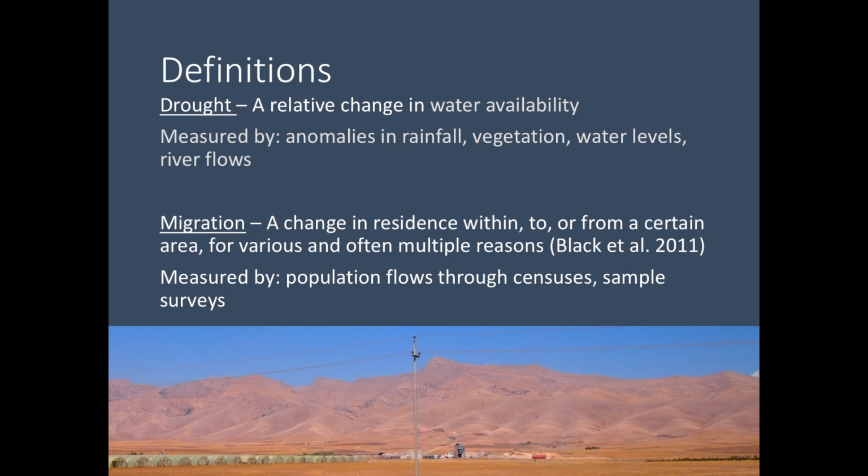If we start with some definitions, this type of migration may be a bit different to what Yahya was talking about, because here we talk about basically a move, a change of residence within, to, or from a certain place, for various and often multiple reasons. And we can also talk about drought, which is a relative change in water availability. Drought is easier to measure than migration. You can measure it by looking at rainfall, vegetation, productivity, water levels in, for example, lakes, rivers, and river flows. But migration is a bit more difficult to measure.